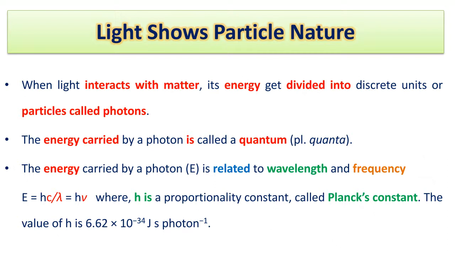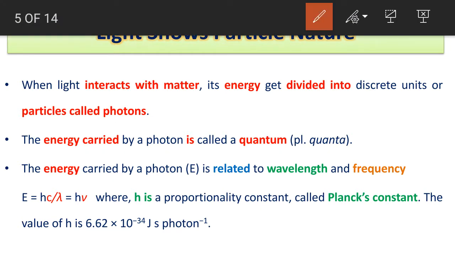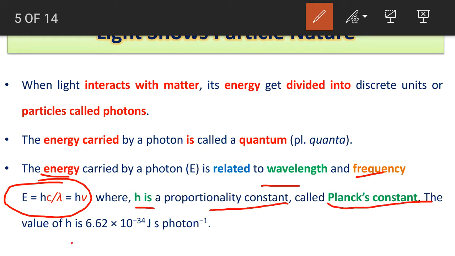This is the formula given to represent the relationship between the wavelength, frequency, and the energy carried by this discrete particle called a photon. The energy is equal to h into c by lambda, where h is the proportionality constant called Planck's constant, whose value is given here as 6.62 into 10 to the power minus 34 joule second per photon.